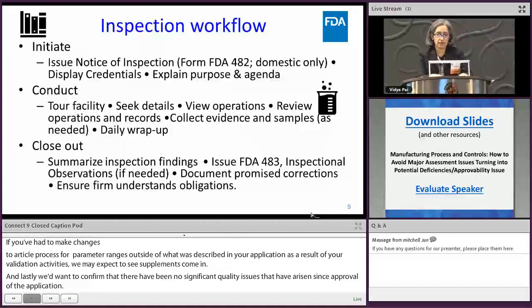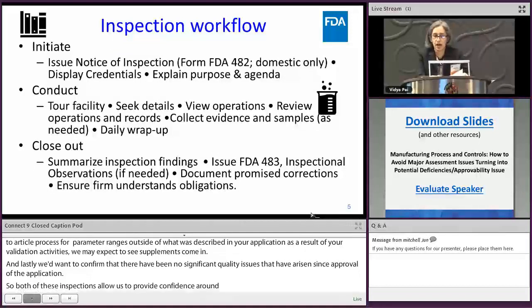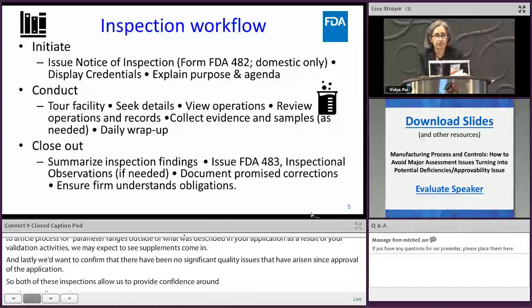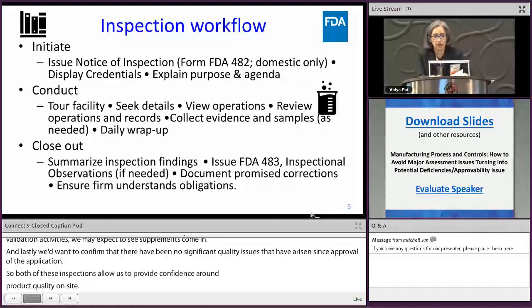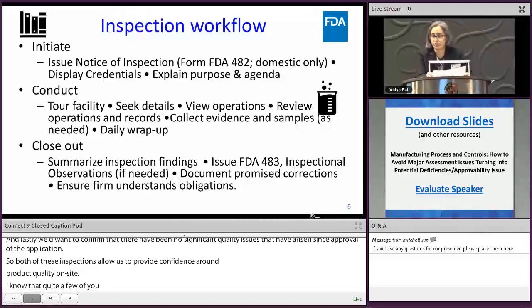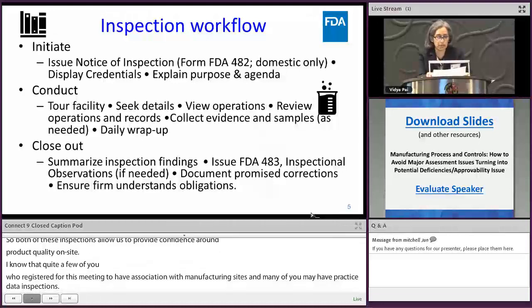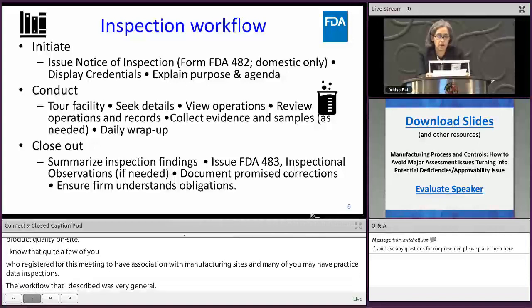So I'm going to go at a very high level over the inspection workflow. I know quite a few of you that registered for this meeting do have associations with manufacturing sites, and many of you may have participated in inspections. The workflow I describe is very general. Not all inspections may follow this format, but I just wanted to go through a typical inspection protocol.